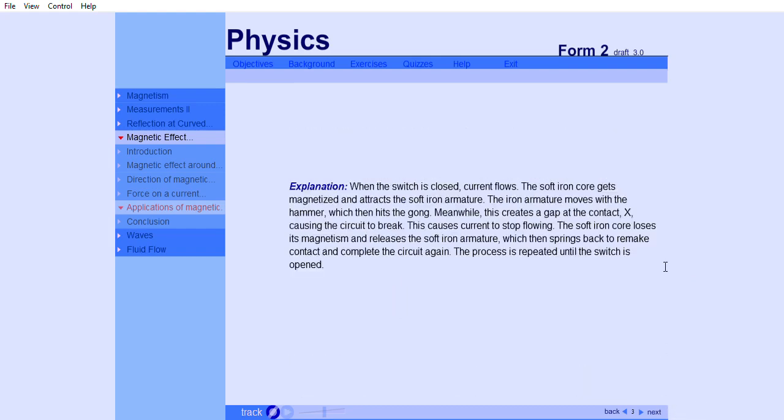Explanation. When the switch is closed, current flows. The soft iron core gets magnetized and attracts the soft iron armature. The iron armature moves with the hammer, which then hits the gong. Meanwhile, this creates a gap at the contact X, causing the circuit to break. This causes current to stop flowing. The soft iron core loses its magnetism and releases the soft iron armature, which then springs back to remake contact and complete the circuit again. The process is repeated until the switch is opened.